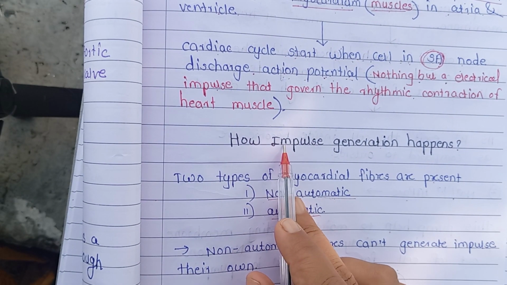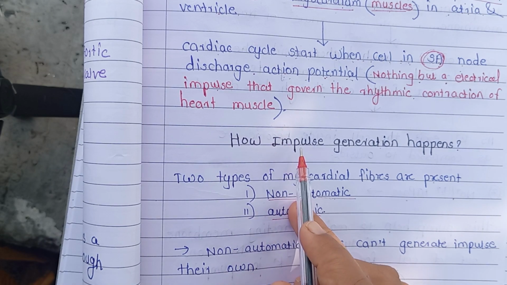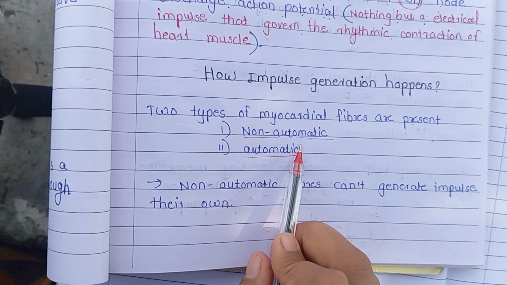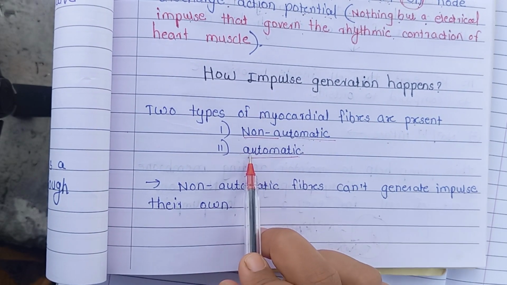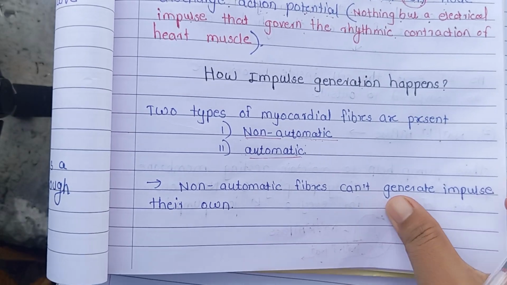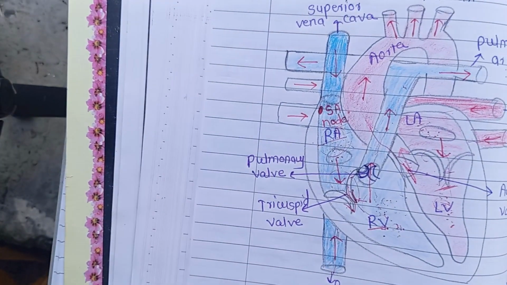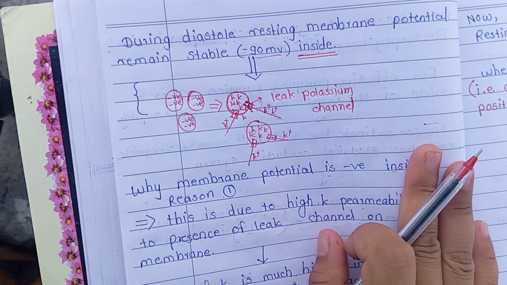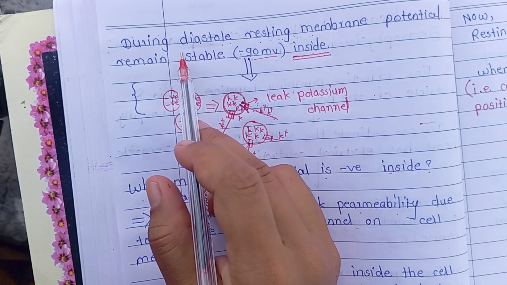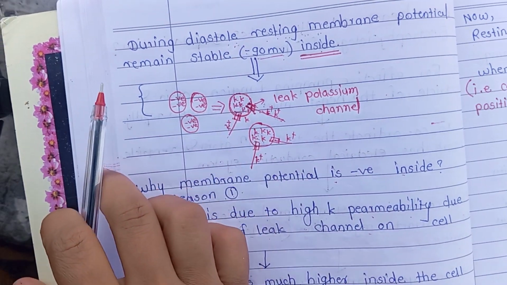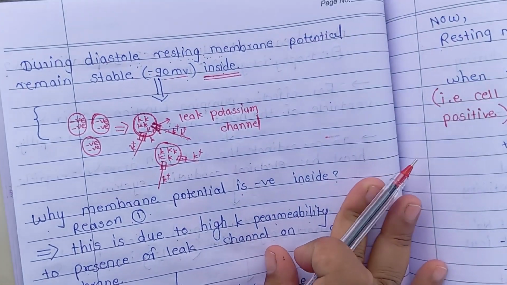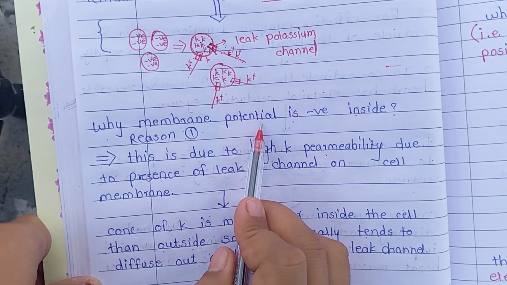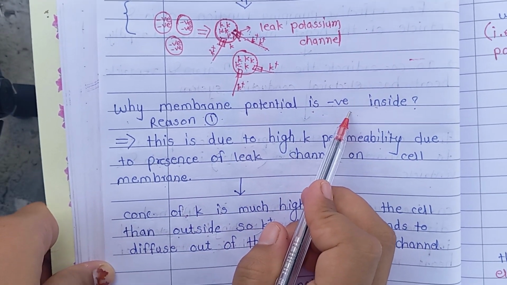So how does this electrical impulse or electrical wave generation happen? Two types of myocardial fibers are present. The first one is non-automatic and the second one is automatic. Non-automatic fibers can't generate impulses on their own. So these are called non-automatic fibers. During diastole, the resting membrane potential remains stable, that is minus 90 millivolts inside. So the main question is why the membrane potential is negative inside at a resting state.